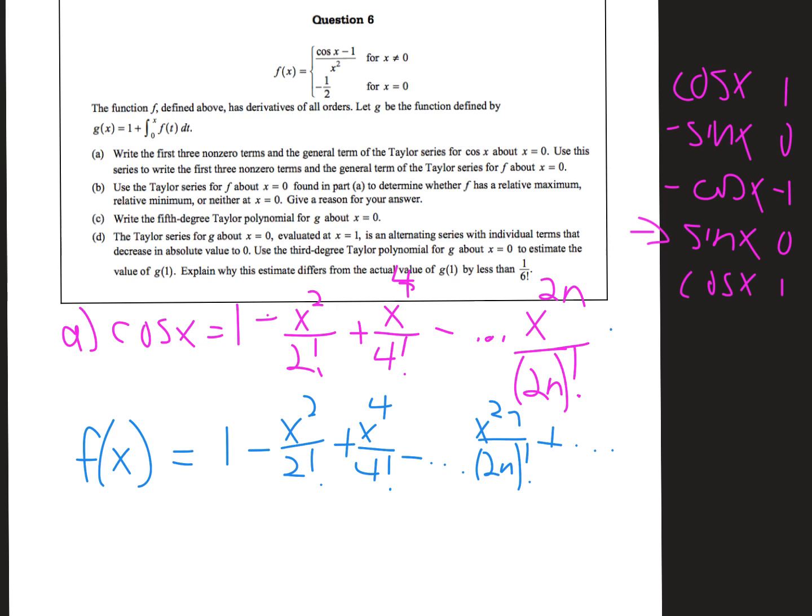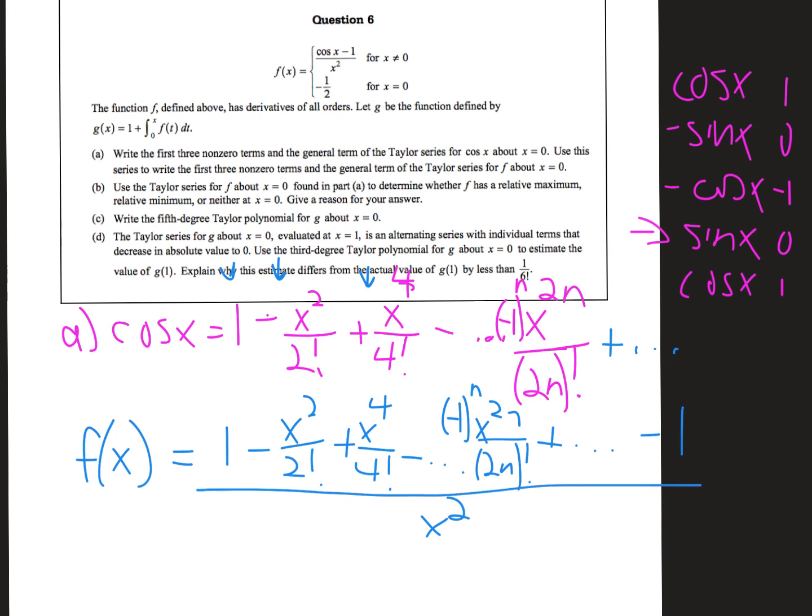Oh, I just realized I missed something. That was a good catch. Glad I did this. I need the alternator, so I need negative 1 to the n. Because negative 1 to the 0 is positive, negative 1 to the 1 is negative, negative 1 to the 2 is positive, etc. And then we have to subtract 1 and then divide by x squared.